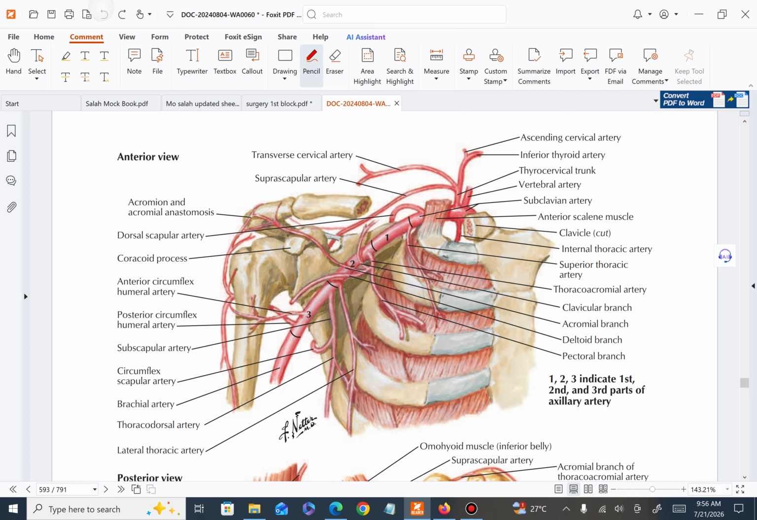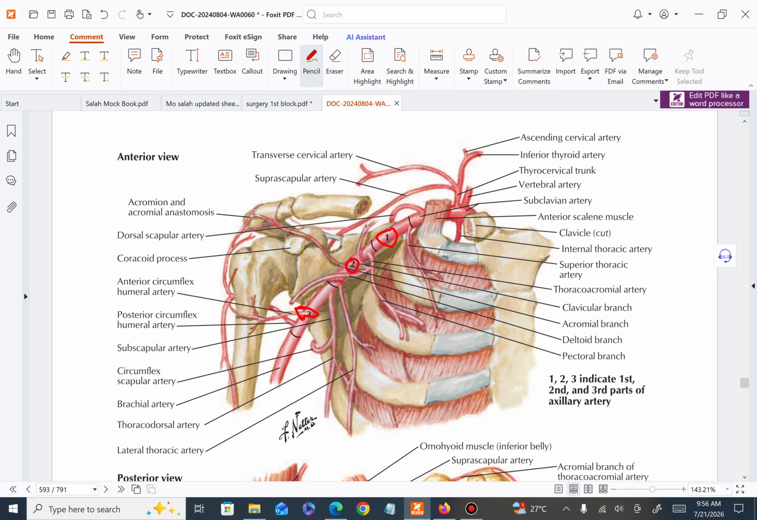So it's about the origin and the termination of the axillary artery. Now the axillary artery is divided into three parts. The first part is this one, then the second part, and then the third part.